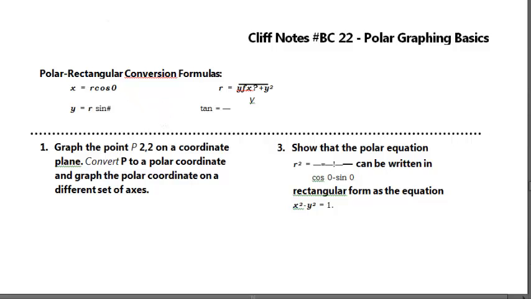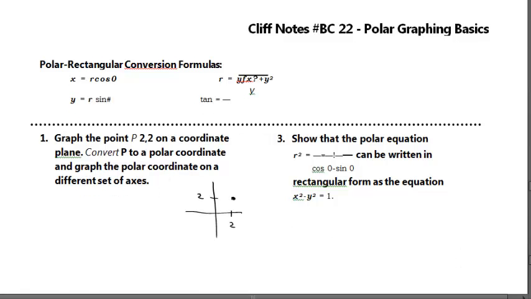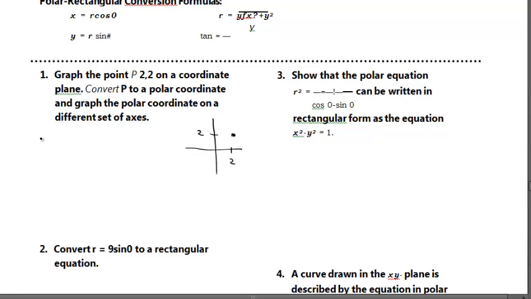Problem 1. We're asked to graph the point (2, 2) on a coordinate plane. We know we're in the first quadrant, (2, 2), and here we are. It just gives us a point of reference. We want to convert this point to a polar coordinate and graph the polar coordinate on a different set of axes. All right, so that requires that we use our conversion formulas.